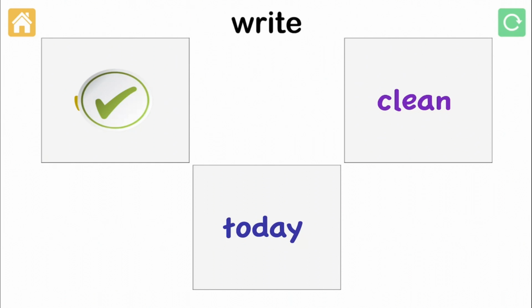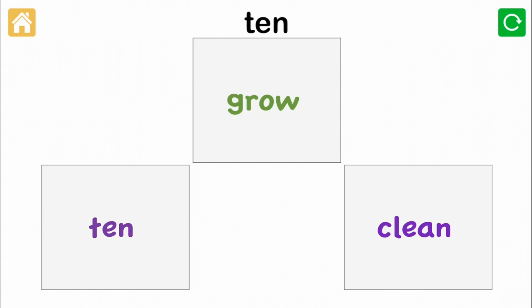Great job. And if it's wrong, so let's say I picked the wrong one, it just tells you that's not the right one. So it doesn't say you're wrong or something like that. It just gives you a little sound, and you know it's not correct.